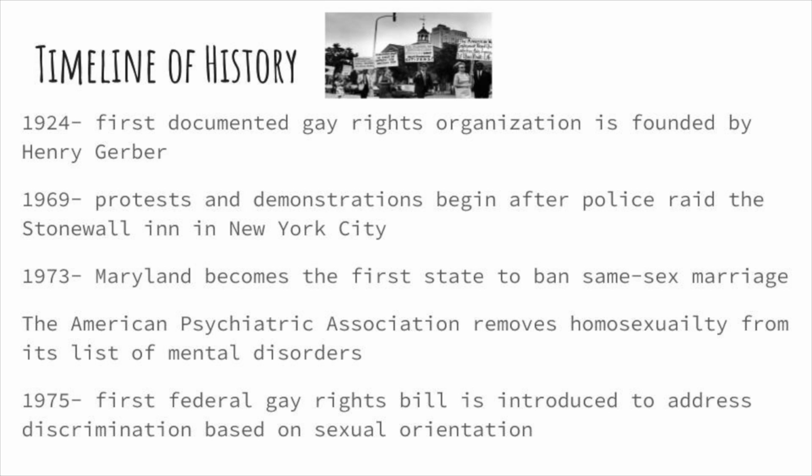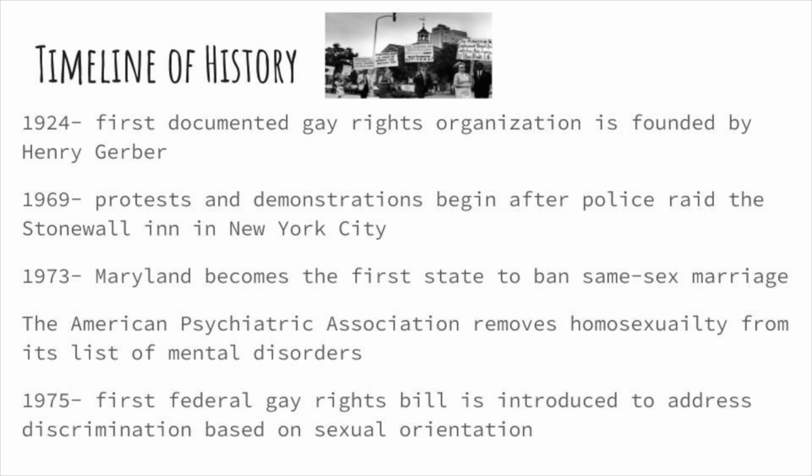Rights for this community date way back to 1924, when the first documented gay rights organization is founded by Henry Gerber. This organization is called the Society for Human Rights. In 1969, protests and demonstrations began after police raided the Stonewall Inn in New York City. This is a driving force for the gay civil rights movement in the United States. Also at this time, the American Psychiatric Association removes homosexuality from its list of mental disorders.